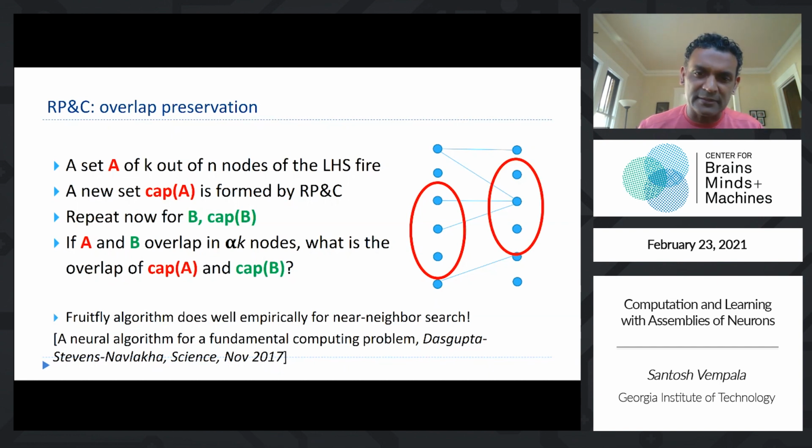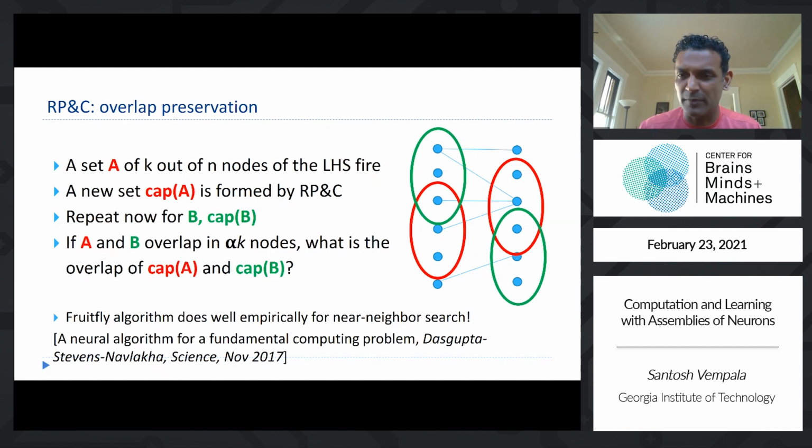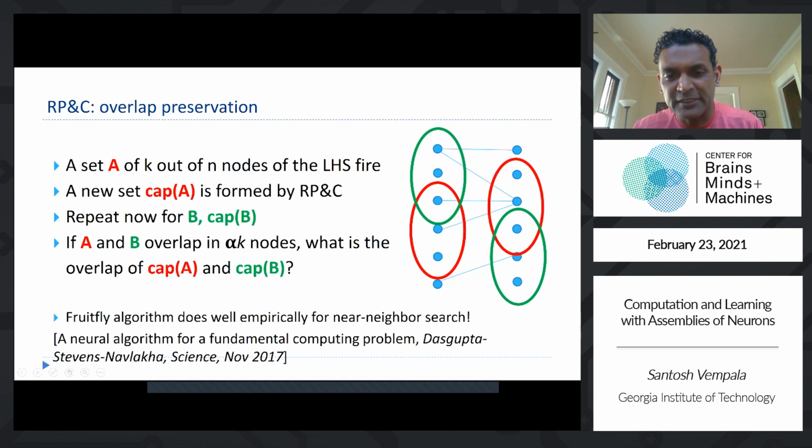And now let's take another subset B. Maybe it corresponds to a different smell, a different combination of odor receptors, and it ignites a different subset. Now here's a question. What we'd like to have is that if A and B overlap, the projections should also overlap. Why? Because then you'll recognize similarity as a basic step. And this suggests that maybe this is a reasonable algorithm for nearest neighbor search.